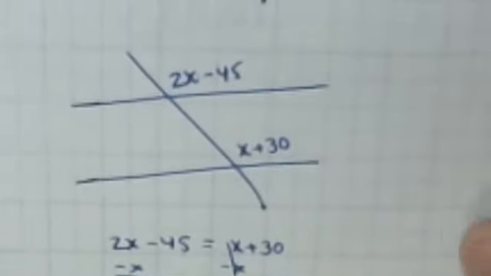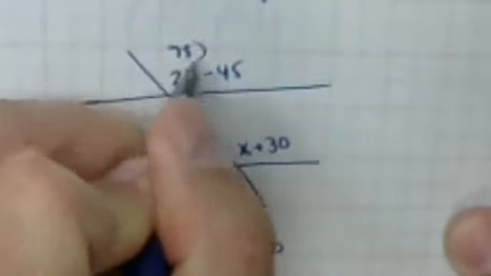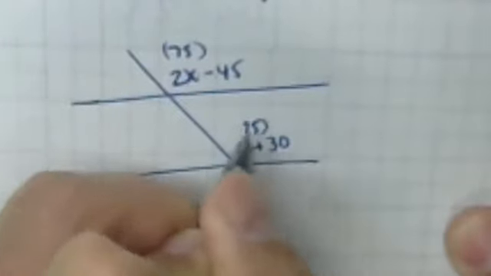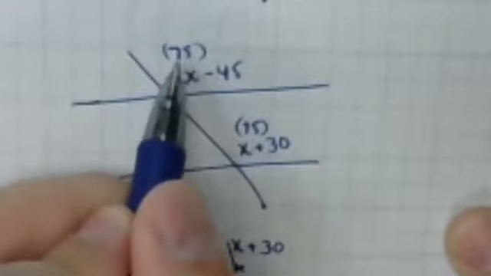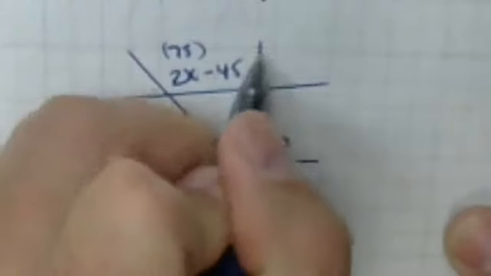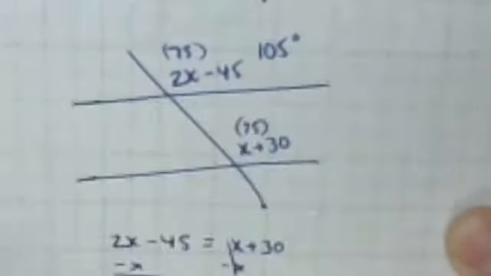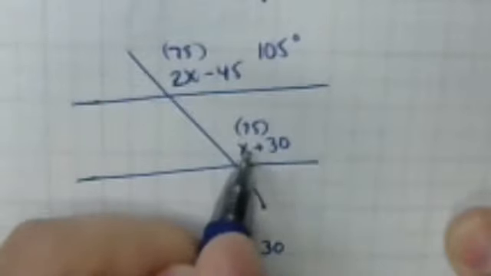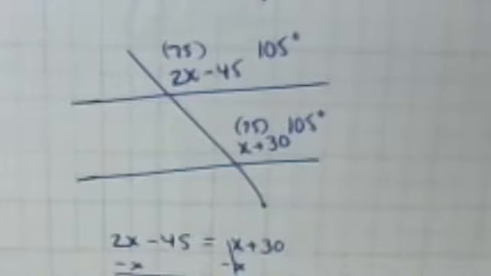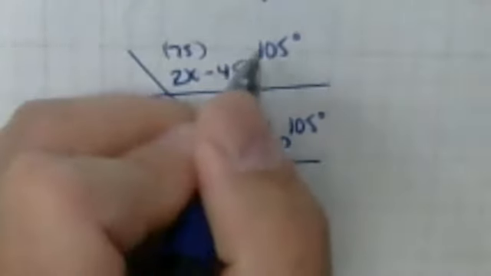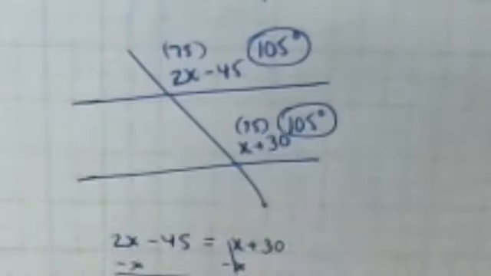Now, if I want to plug that back in, plug the 75 in for x, 2 times 75 is 150. 150 minus 45 is 105 degrees. And then 75 plus 30, again, is 105 degrees. So I know that the math is correct because the corresponding angles indeed are congruent. Both angles have the same measure of 105.